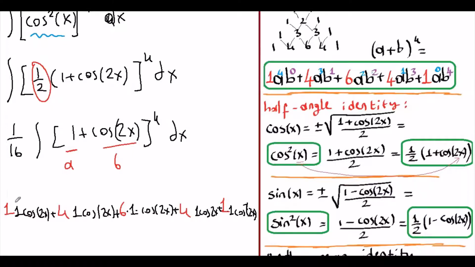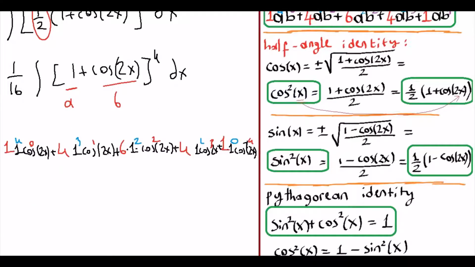Our a term starts from the fourth power through the 0th power. And our b term starts from 0th power, 1st power, 2nd power, 3rd power, and the 4th power. Now we're going to clean this up and rewrite the integral. We have 1 over 16 in front of the integral sign.